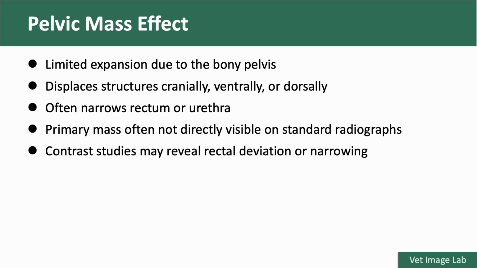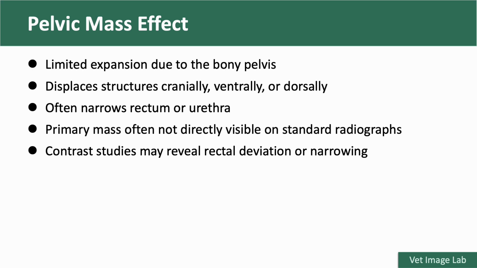Let's move on to the pelvic mass effect. Due to the limited space within the bony pelvis, masses originating in the pelvic cavity cannot expand extensively. Instead, they tend to displace adjacent structures cranially, ventrally, or dorsally, and often cause narrowing of the rectum or urethra.